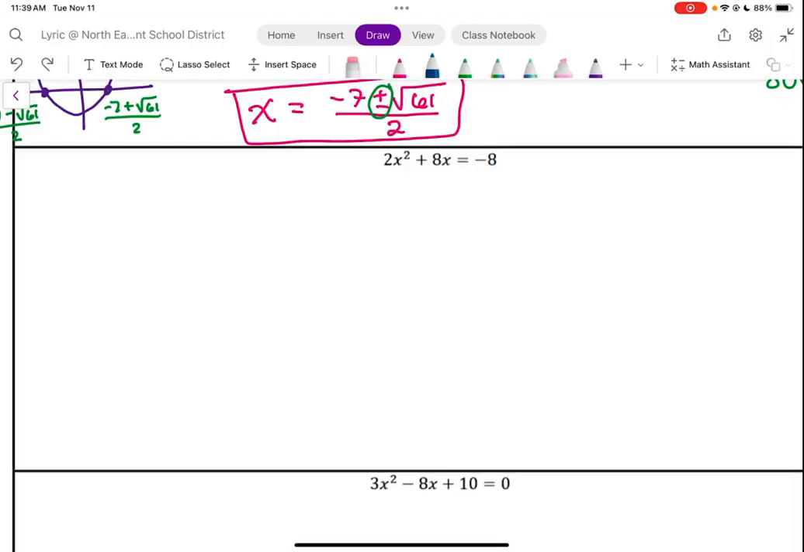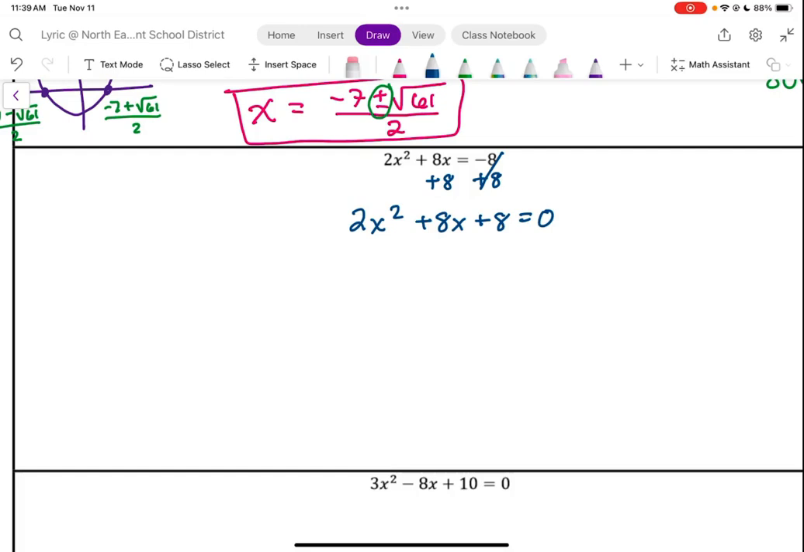So how are we going to move it? We're going to add it, leaving us with 2x squared plus 8x plus 8 equals 0.